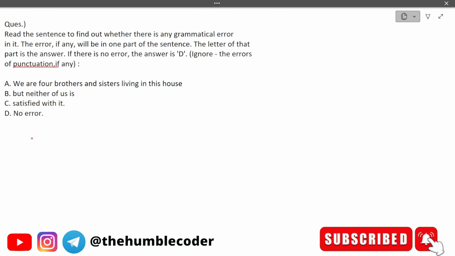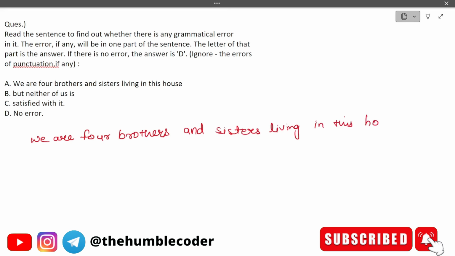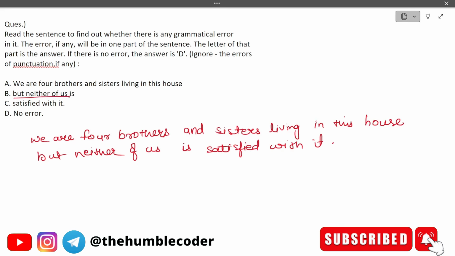Just think of it, guys. I would again suggest you to pause for a minute and think about what could be the error. I can understand most of you might think that there is no error. That is why I always say to try to write it in one go. We are four brothers and sisters living in this house, but neither of us is satisfied with it. So the correct option in this case is "but neither of us is".